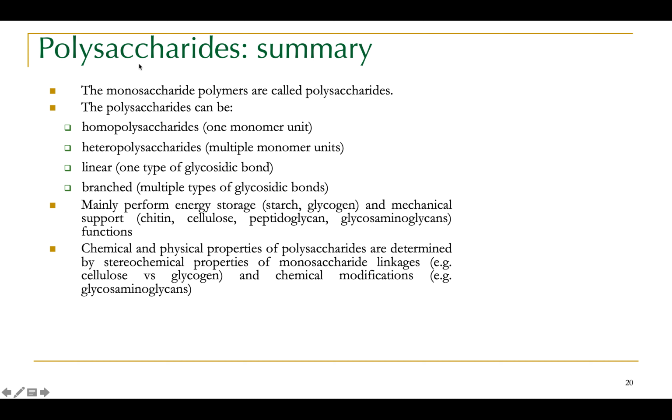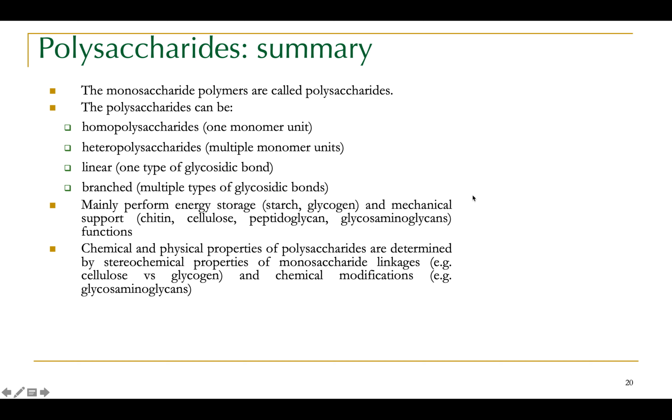To summarize, monosaccharides can form polymers which are called polysaccharides. Polysaccharides could consist of the same kind of units or different kinds of monosaccharide units, consequently being called homopolysaccharides or heteropolysaccharides. On top, they could form either linear polymers or branched polymers. All combinations of these kinds are possible in biological systems.